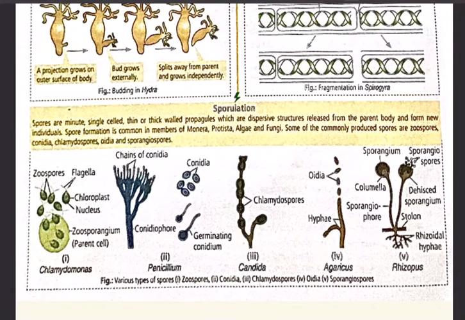And second, conidiophore. Now look at that. Chains of conidia means there will be a series of spores at a particular structure. That's called conidiophore. We can see this in Penicillium. And the conidia group of spores will be falling down and germinate when the conditions are favorable, and each one becomes an adult. And then chlamydospores.